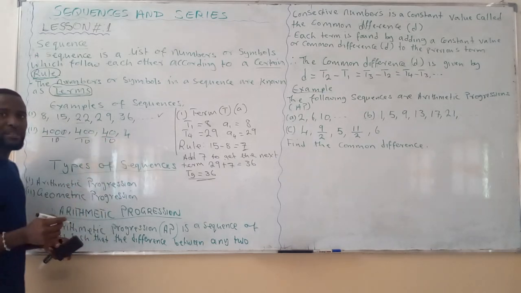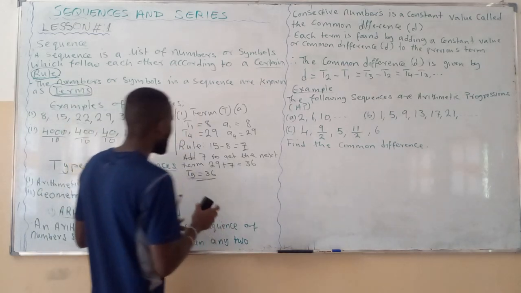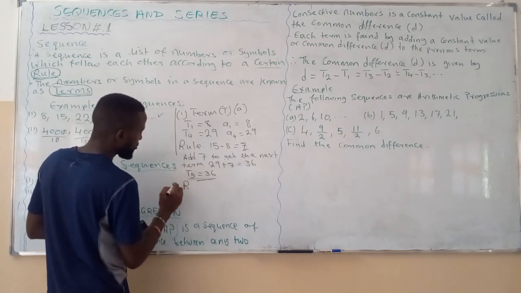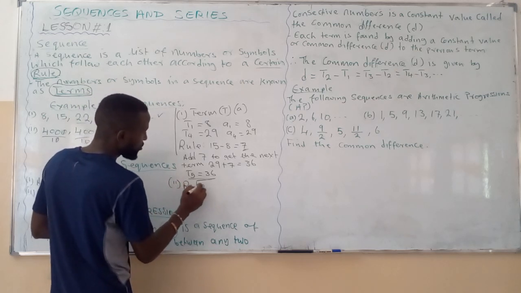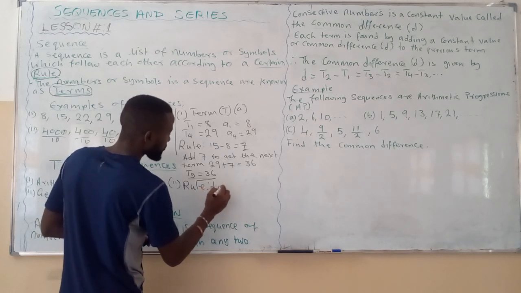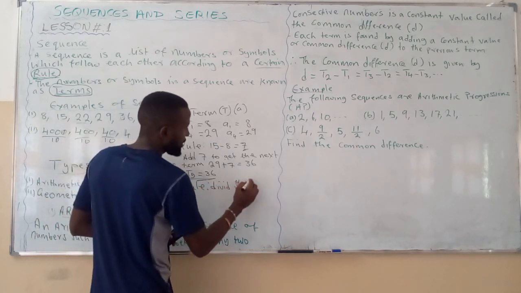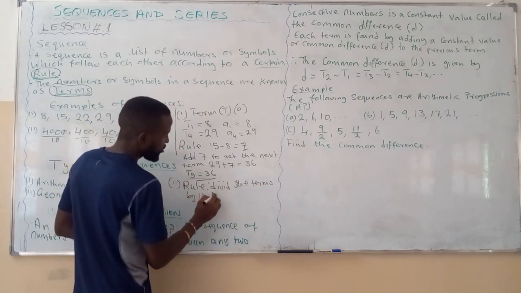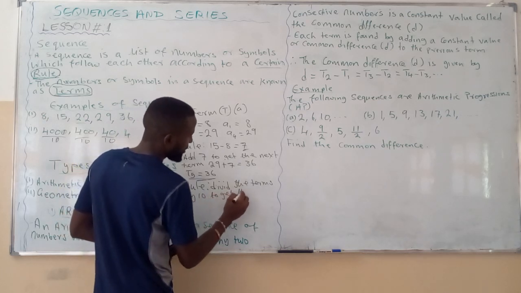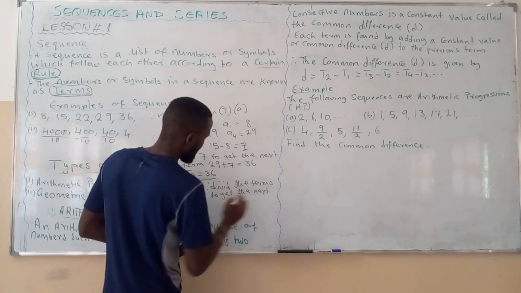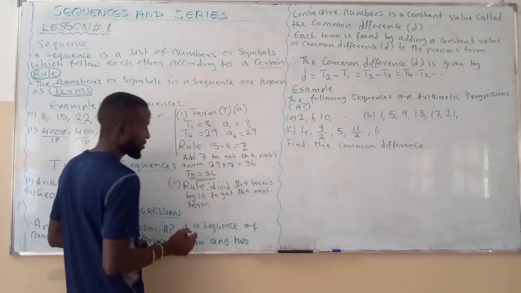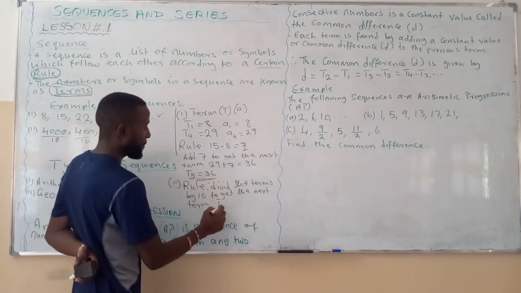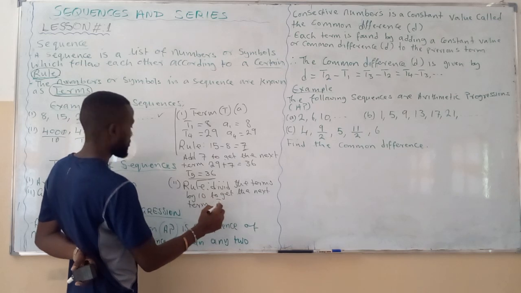So this simply means that rule number 2, Roman numeral 2, is simply divide the terms by 10 to get the next term. That is a rule, to get the next term. So let me prove this one by finding term 3. 1, 2, 3. Term 3.